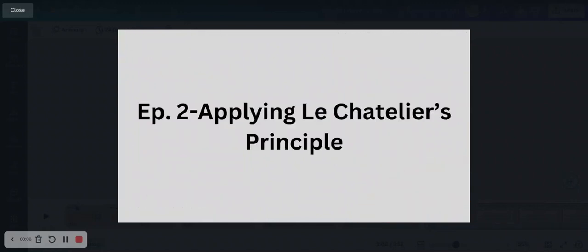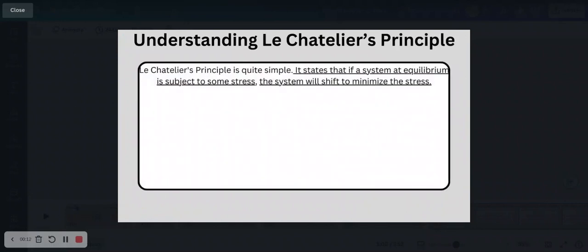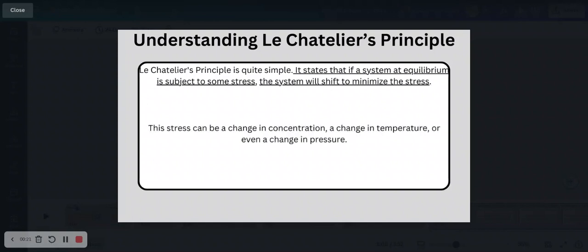This is episode 2. We're going to be applying Le Chatelier's principle. Le Chatelier's principle is quite simple. It states that if a system at equilibrium is subject to some stress, the system will shift to minimize that stress. This stress can be a change in concentration, a change in temperature, or even a change in pressure when we're dealing with gases.